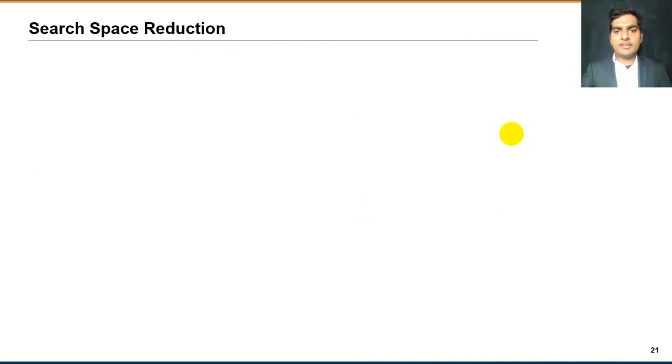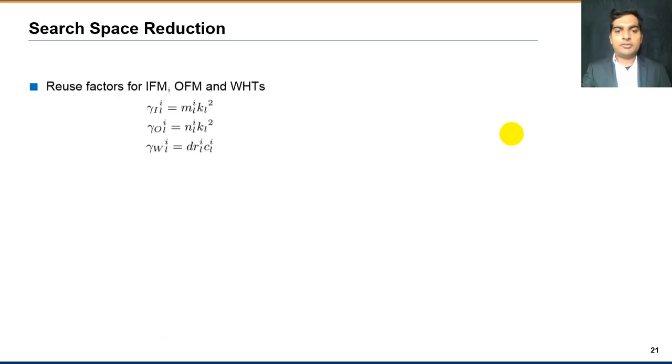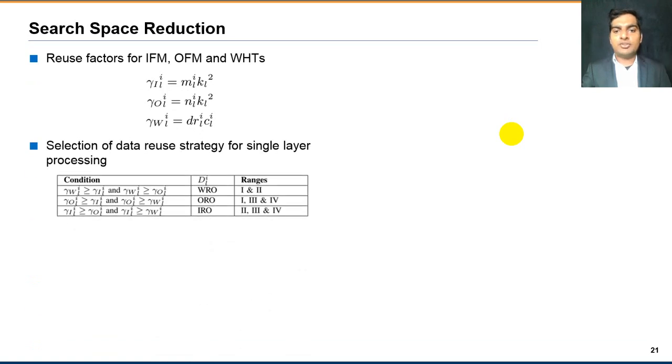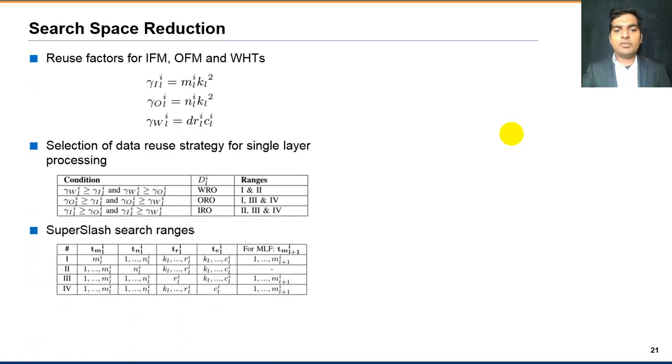Since our DSE is very large, we employ some strategies to reduce it. First, we make use of reuse factors to choose among the data reuse strategies. Reuse factors for input feature maps, output feature maps, and weights are defined as follows. If the data reuse factor for weights is large, we select WRO as the data reuse strategy and search through the search ranges indicated in the following table. We select data reuse strategies for the other cases in a similar way.